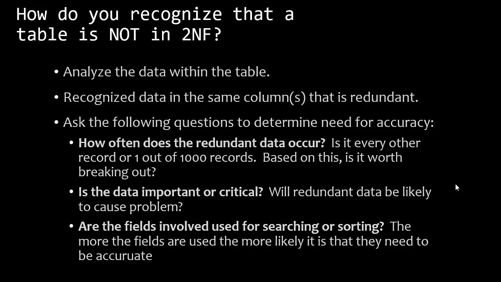Is the data important or critical? Will redundant data likely cause a problem? Meaning we have redundant data in our database. If we try to search on it or sort on it, can we do it if it's not the same? If somebody spells Nields incorrectly and I want to search on Nields, would that cause a problem? It could. So if that's the part of the redundant data that is critical and involves columns that we're going to be searching on, we want to make sure we break that out. That's the whole idea of second normal form. Does that make sense? Okay.